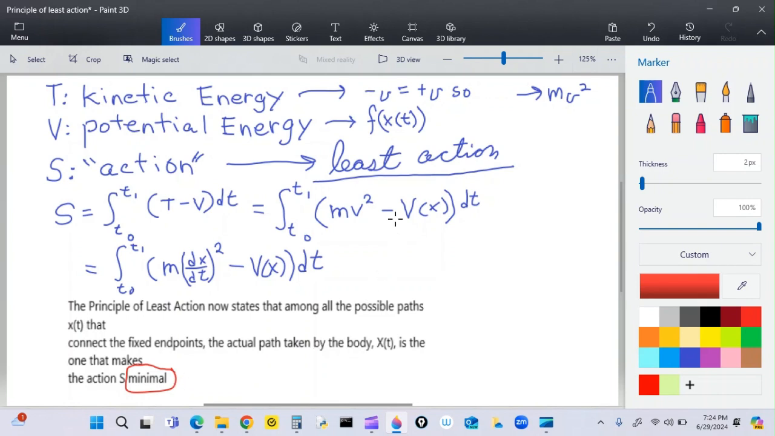Now, how do we apply this? I promised that we were going to use these ideas to derive Newton's laws. So we still have some more work to do.